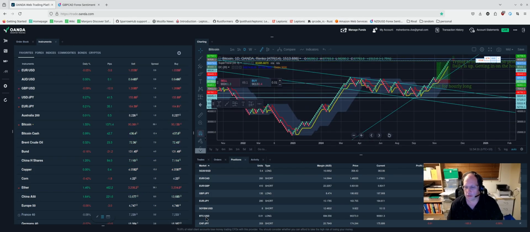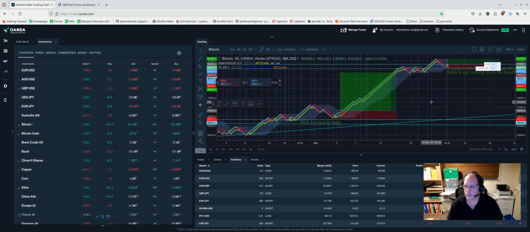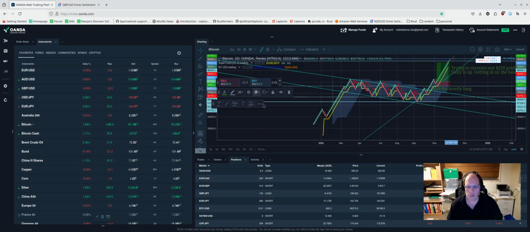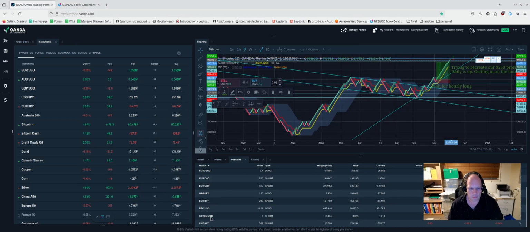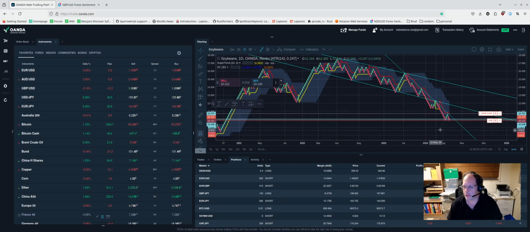Bitcoin, we longed into it, and we're down $4. We made this trade, we made $250, which was handy. And now we longed into it again this morning, and trying to recreate our $250 profit. The daily's up, so we longed in after this bottom up, so this higher low. We're happy with that. We're risking $30 on the Bitcoin, which is 3% of our account.